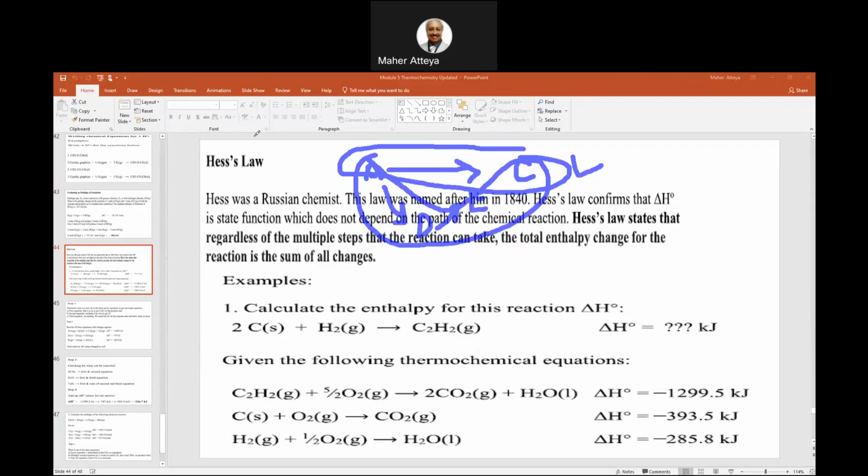For a specific chemical reaction, it does not change. You get the same value regardless of the path it will go, whether you go A, B, C, D, and then C, or you did just one step.